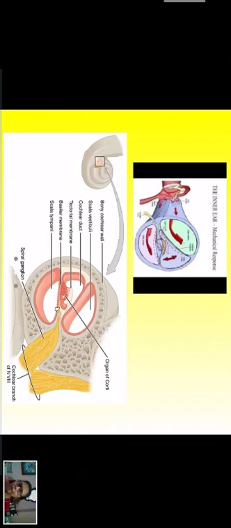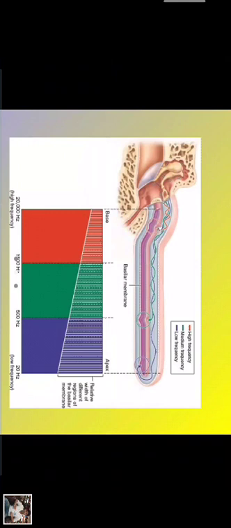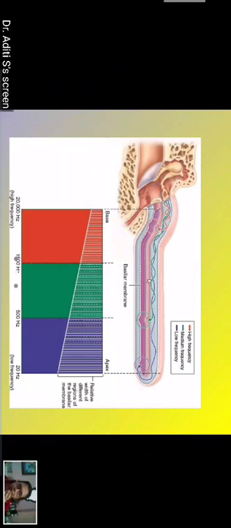What is the basilar fibers structure? The basilar membrane is made up of basilar fibers. So how many fibers are there above the basilar membrane? 20,000 to 30,000 fibers are there. And how do they analyze frequency?